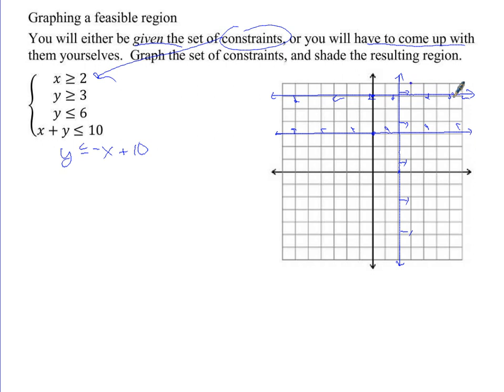So I know I can put a dot there. And then I can continue. Down 1, right 1, down 1, right 1, down 1, right 1, down 1, right 1. So now I can draw that line in there. It's also a solid line. And this one is having me shade below because it says less than or equal to. So I draw my little arrows down, and I can see that this little trapezoid right here, this region right here, is my feasible region. So that's what I'll shade.